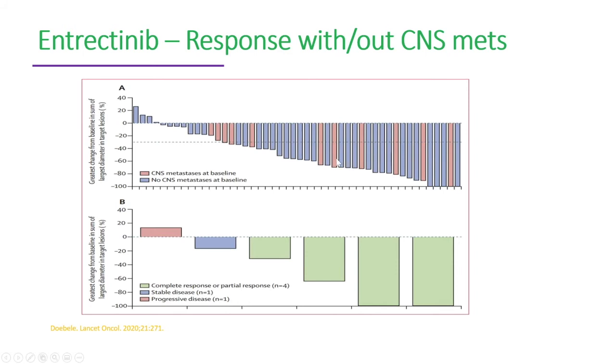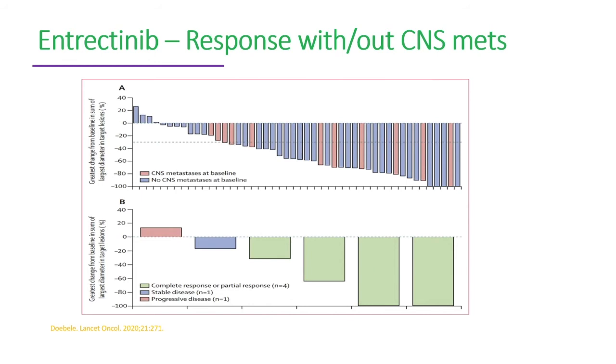They did not include CNS metastasis in Larotrectinib. It was less than 5% of the patients, so they didn't analyze this group because, again, it was not proposed that it crosses the blood-brain barrier such as Entrectinib. So definitely great efficacy was seen in patients with or without CNS metastasis, and even a group of patients had a complete response while they had CNS metastasis.